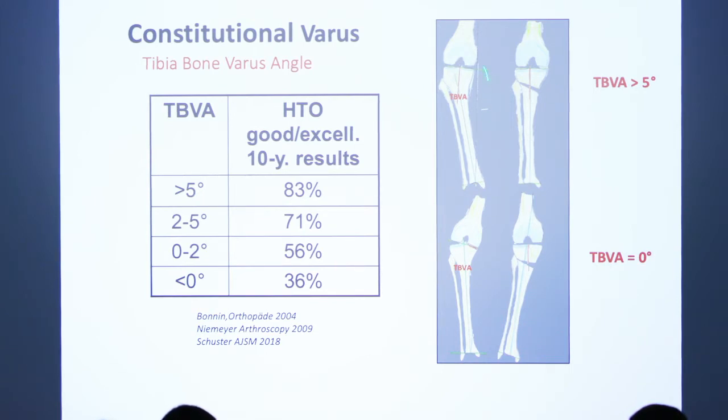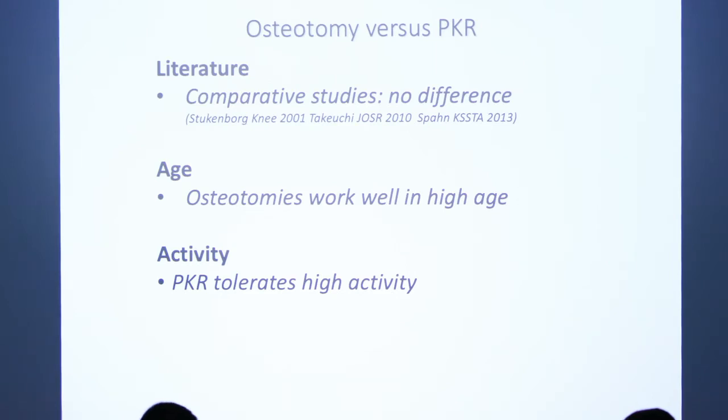And if the metaphysis of the tibia preserves a varus deformity, then the results are most probably good. If the malalignment in the proximal tibia is 5 degrees or more, then 85% of your patients after 10 years will have good or excellent results with an HTO. If there is no deformity, the results will be poor, and you should not shoot for an osteotomy. But that's plain. So if we look now at comparative studies for osteotomy versus partial knee reconstruction, you can find hints in each and every direction. There are pros and cons for everything.